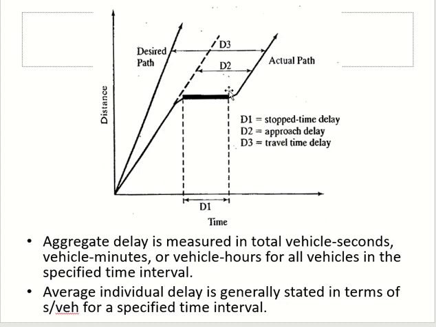And what is happening here? Acceleration, and then you can see the line goes back to normal again. So if we just look at this part where the line is flat, this is stop delay. If you include the deceleration and the acceleration part as well, we call it approach delay. And if you take the difference between the desired and the actual, we call it travel time delay.